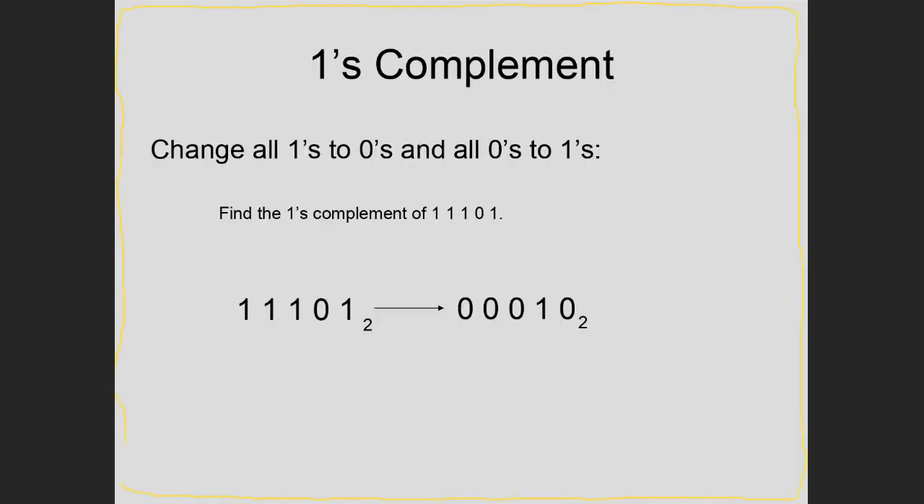Okay, let's do the ones complement. It's super easy. To get the ones complement of a binary number, all you got to do is invert the bits. Just flip them. So on this example, you see we got a 1, 1, 1, 0, 1. To get the ones complement, I change every 1 to a 0 and every 0 to a 1. So over here, all I did was flip the bits.